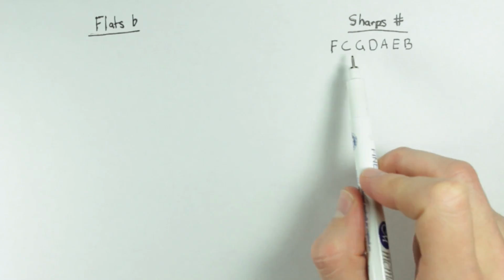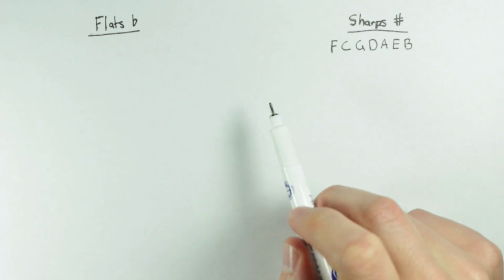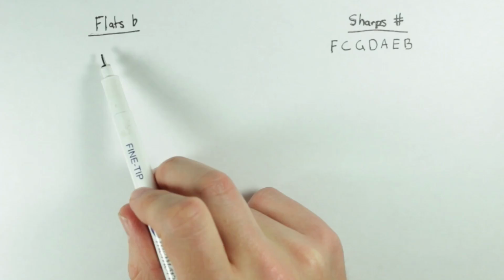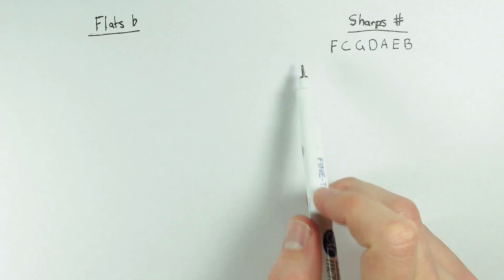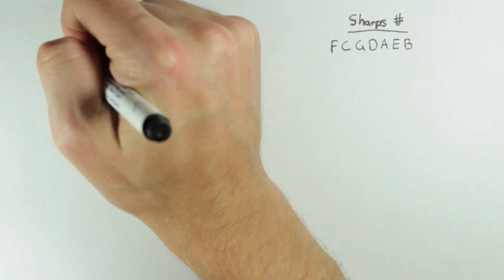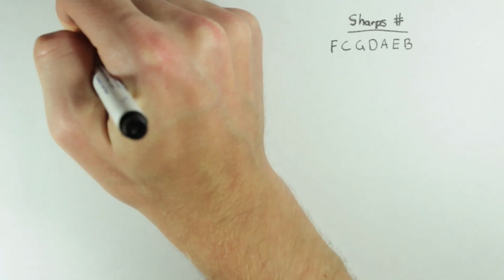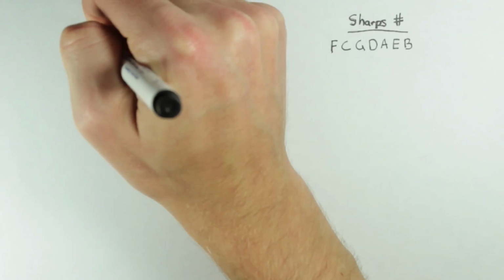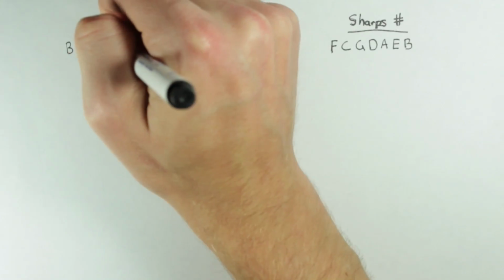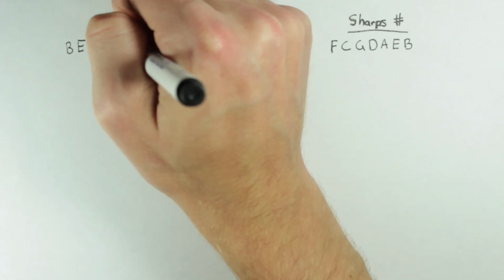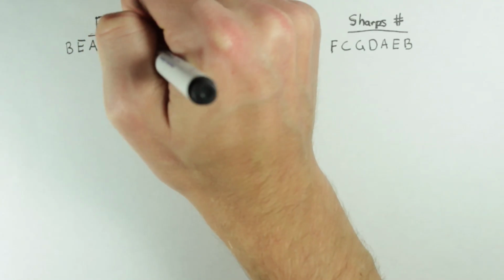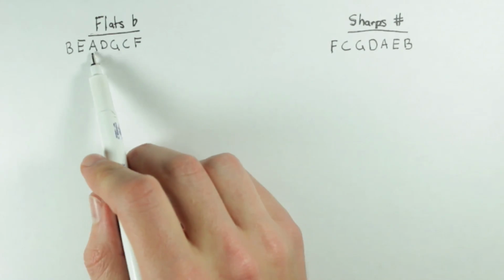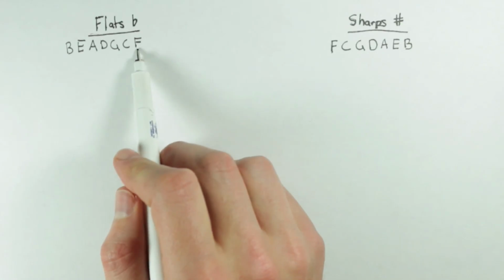Now obviously you can make up your own sentence to help you remember this, but this is just how I learnt it. And then for the flats, it's just the reverse order. But even allies don't go completely free.